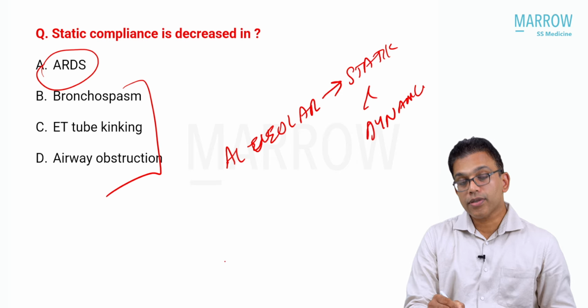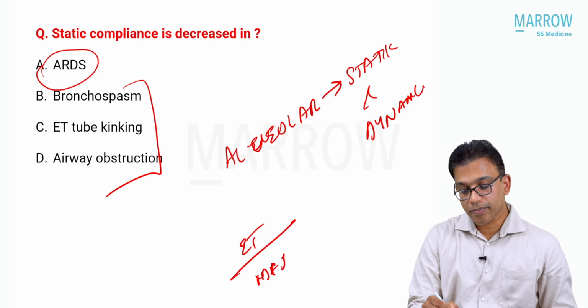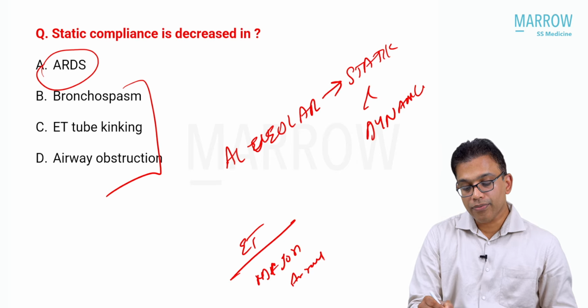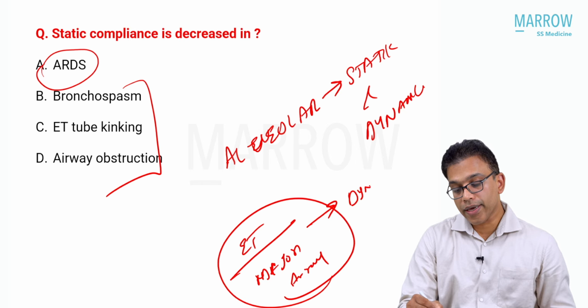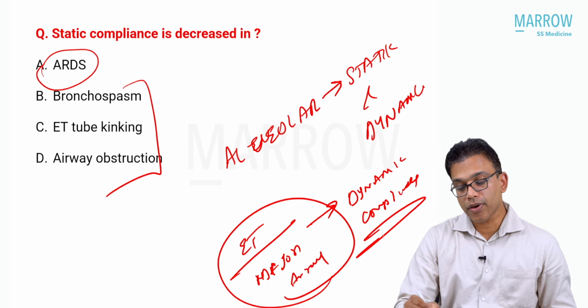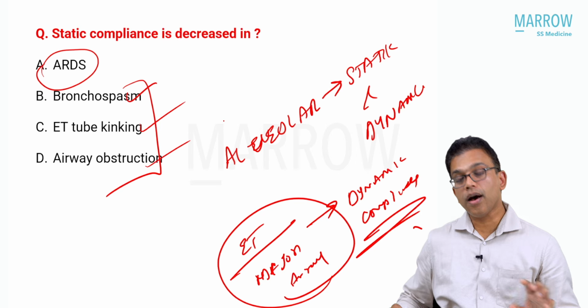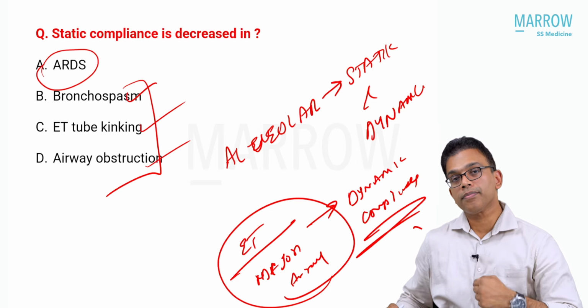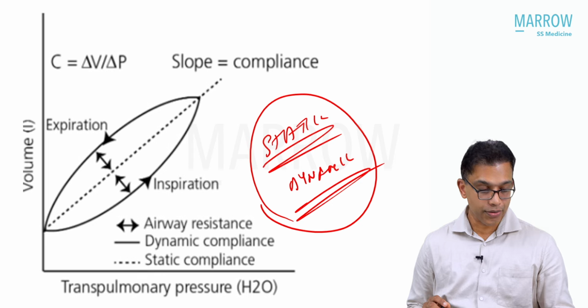Okay, and the pathology which is affecting the conducting system, whether it is an endotracheal tube or the major airway, if there is the pathology alone without involving the alveolar level, it will affect the airflow and hence it will affect the dynamic compliance, but the static compliance will be the same. So bronchospasm, ET kinking, airway obstruction are all related to the airway passage, and hence the static compliance will not be affected there. Okay, I hope you have understood the concept.